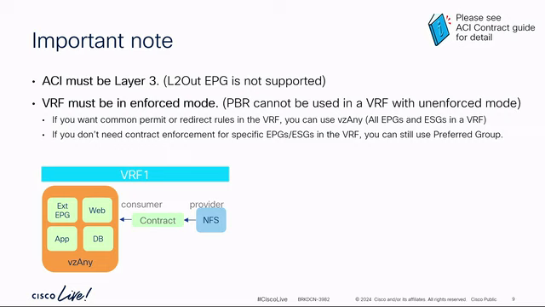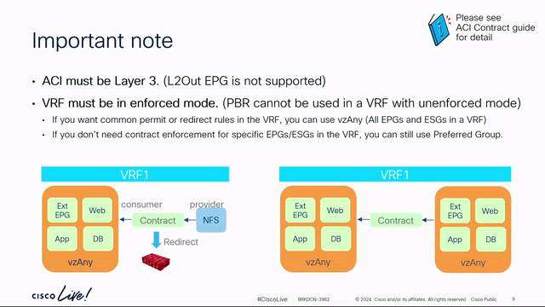If you have some specific provider EPG that everyone needs to talk to, instead of creating multiple contracts, you can just create one contract between vzAny and the specific provider EPG so that you can let everybody talk to the provider. You can use redirect so that you can enforce specific common traffic redirected to firewall by just using one contract.